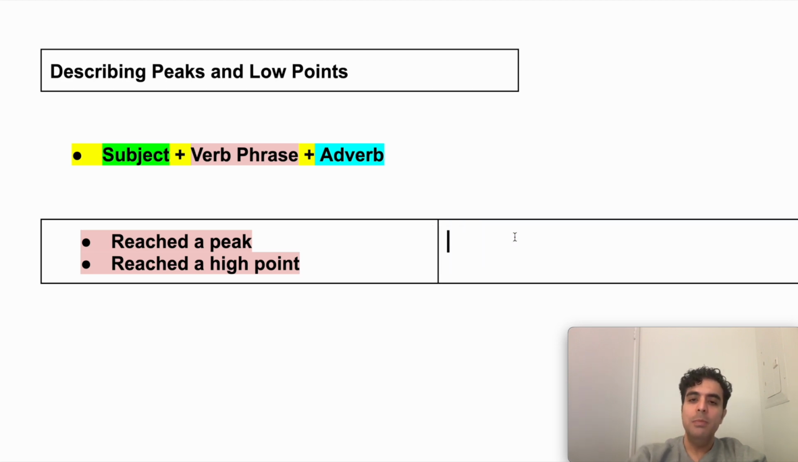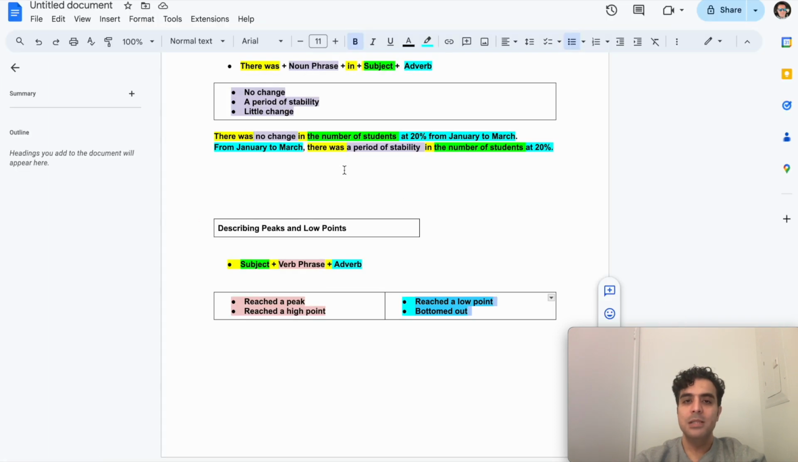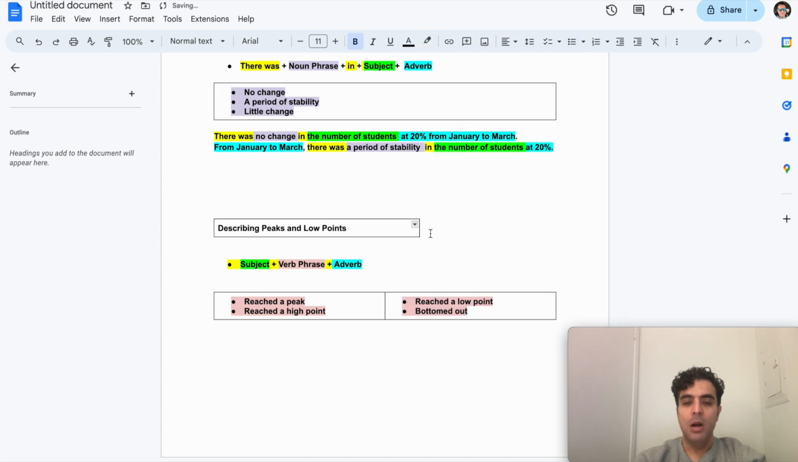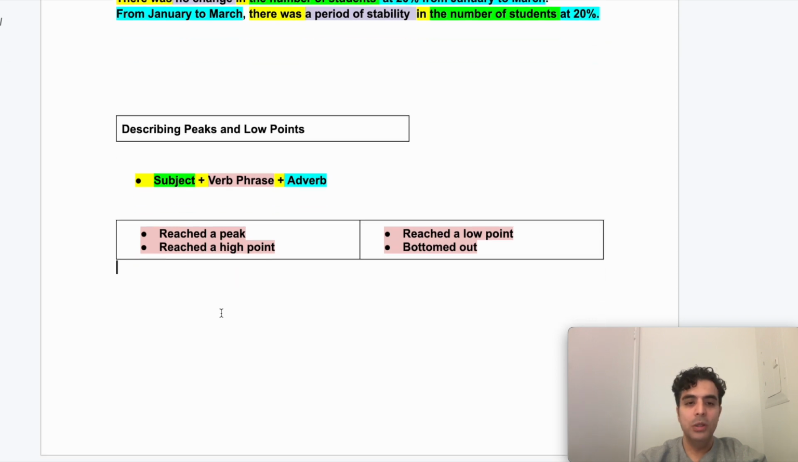The opposite would be reached a low point, or you could use the structure it bottomed out, right? So the number of students reached a low point, or the number of students bottomed out. So these are the structures. So let's see how we can put these sentences into action.